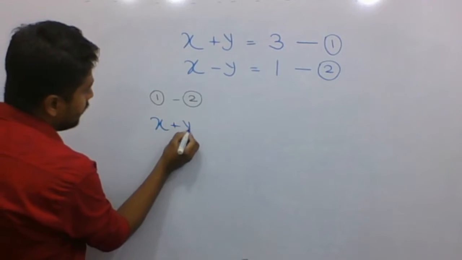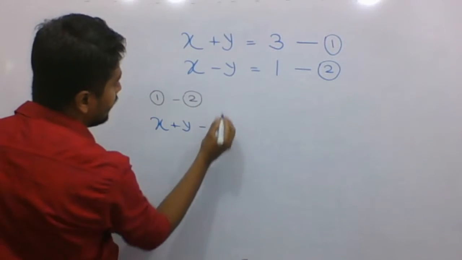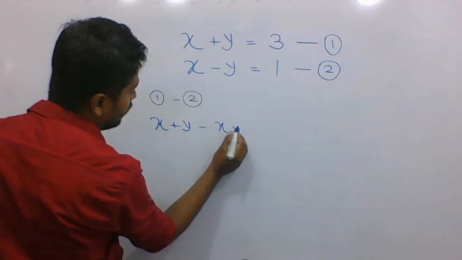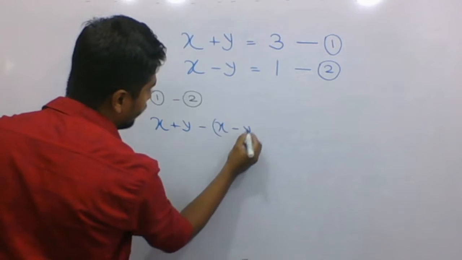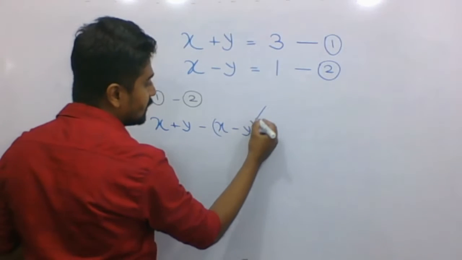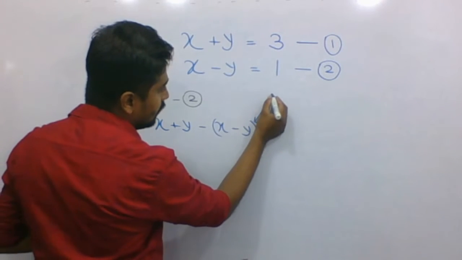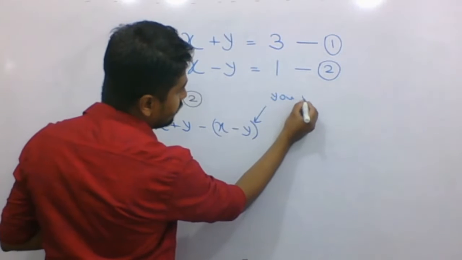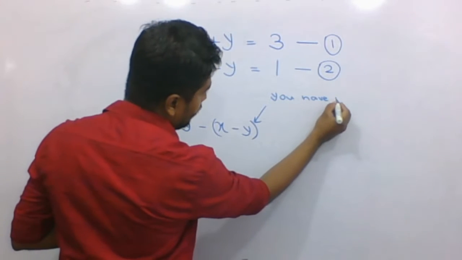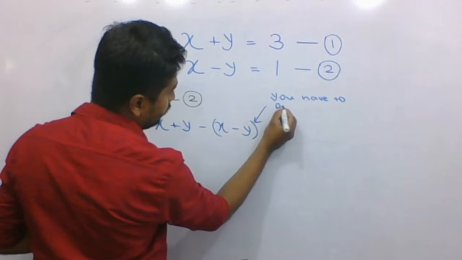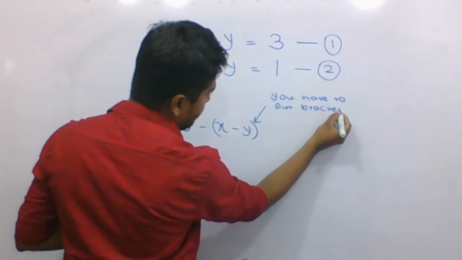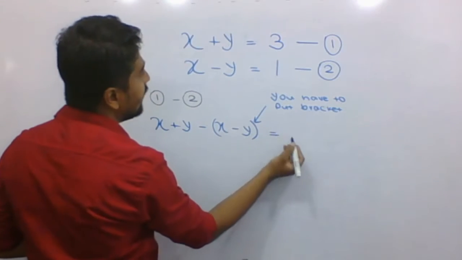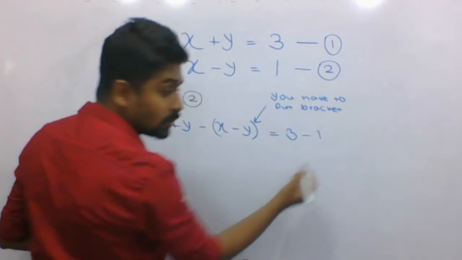x plus y minus (x minus y). This bracket is a must. Then what is there? Then 3 minus 1.